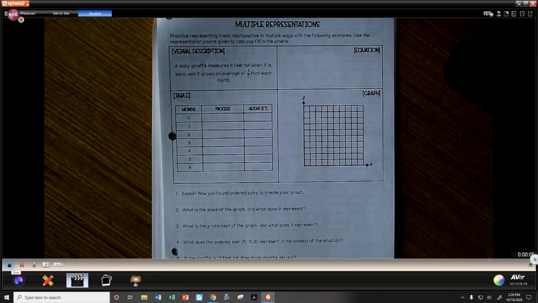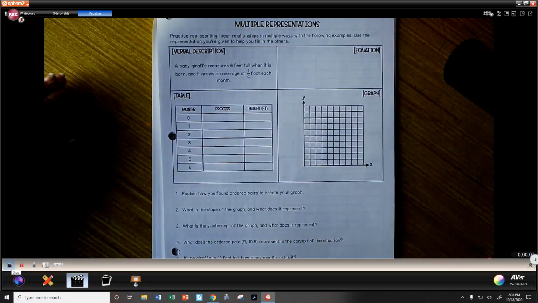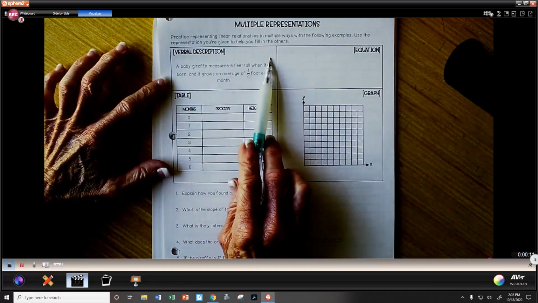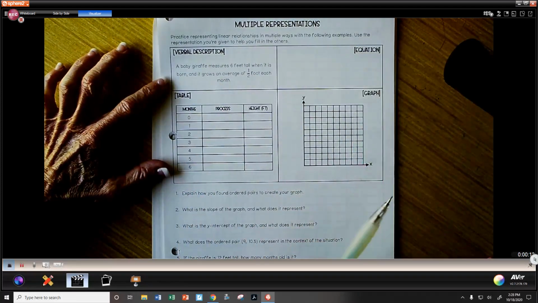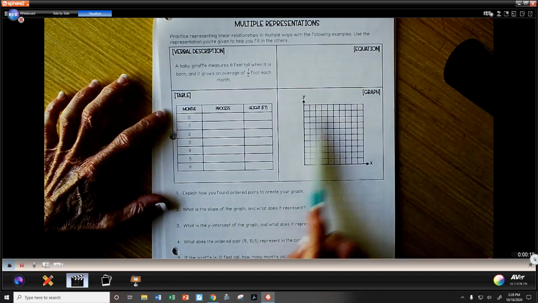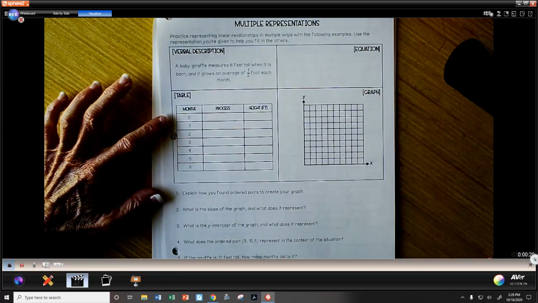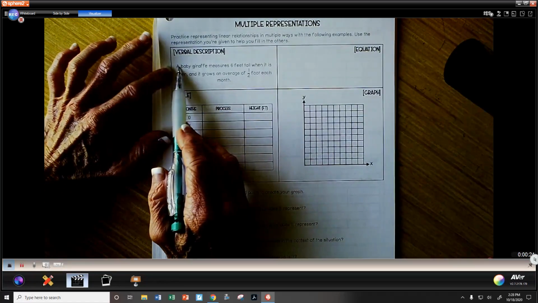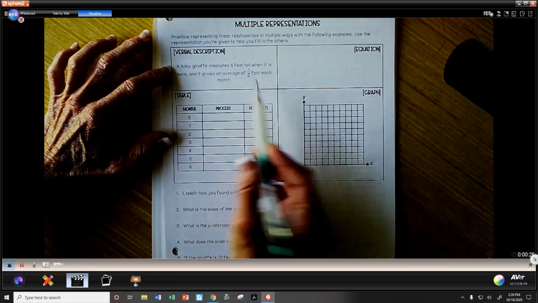Hi guys, today we are going to be doing multiple representations. All that means is that we will be given a word problem. We're going to write an equation from it, interpret a table, make a graph, and then answer questions about the problem. So on this one, a baby giraffe measures 6 feet tall.